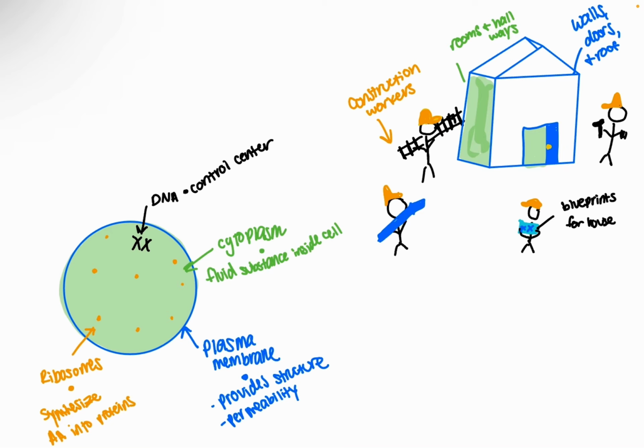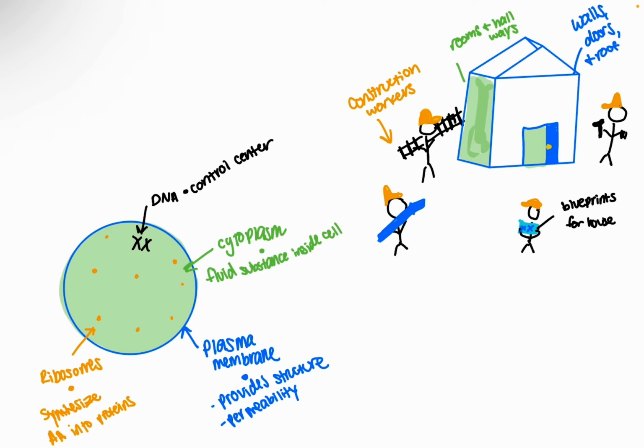So the blueprints are going to be the DNA of the cell. Those are going to be the analogy right there, because both of them are controlling what's going on, and it's the boss of what the cell is going to be and what the house is going to look like. And then we have the people in orange, the construction workers, who are taking raw materials and building the house out of these raw materials.